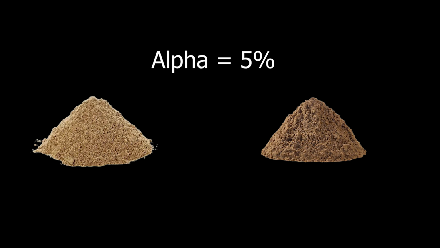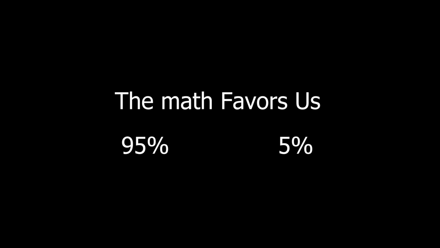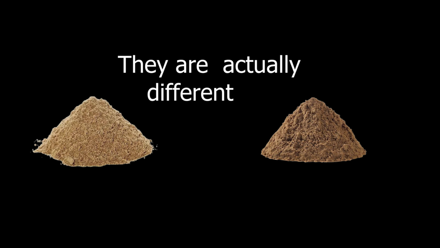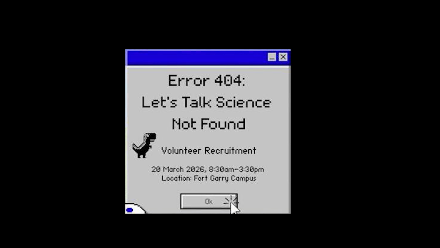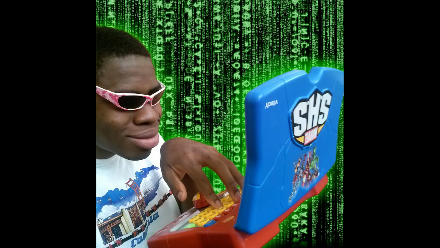So we have a 1 out of 20 chance that we get a false positive. And in our previous test, we had a lower p-value. How can we be sure that it's not just a random fluke even though the p-value is lower? It's because we ran one single test. The math favors us 95% to 5% that the difference is real. But if you repeat the test 100 times, you're not doing science. You are forcing that 1 in 20 fluke to happen. This is what we call p-value hacking.